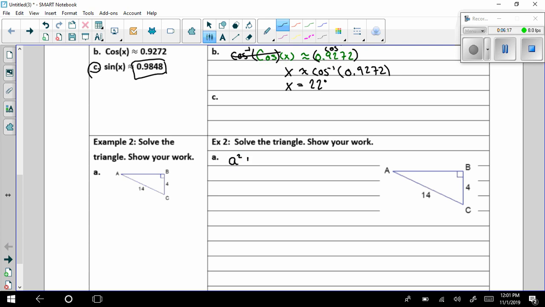So we have a squared plus b squared is equal to c squared. So this side is your c. This is either a or b. So we have 4 squared plus b squared equals 14 squared. 14 squared is 196. 4 squared is 16.